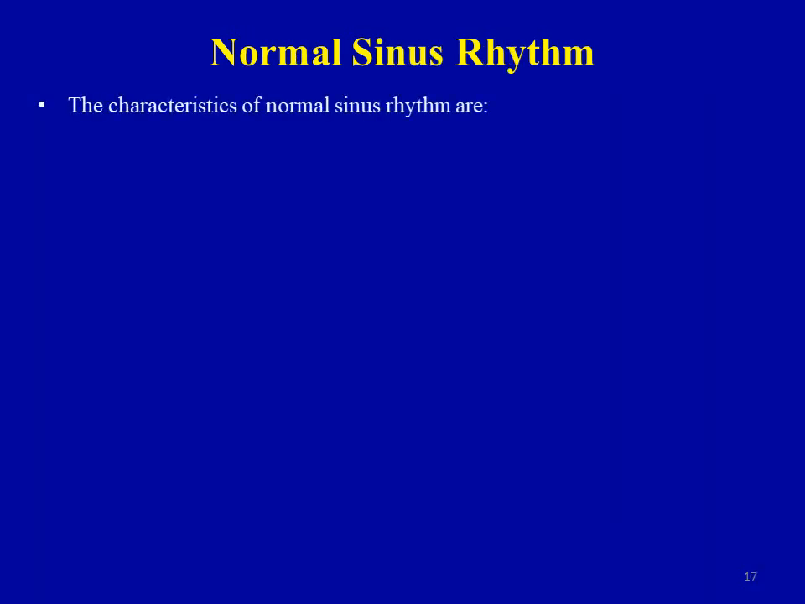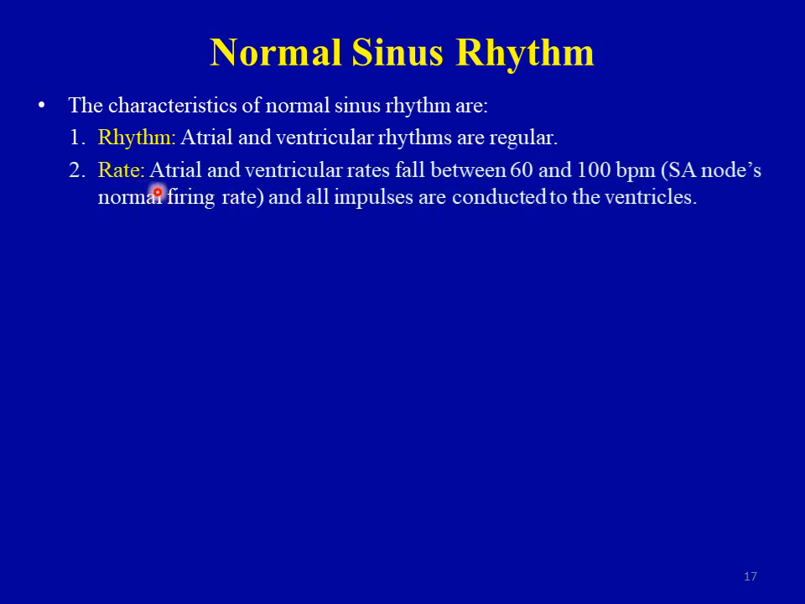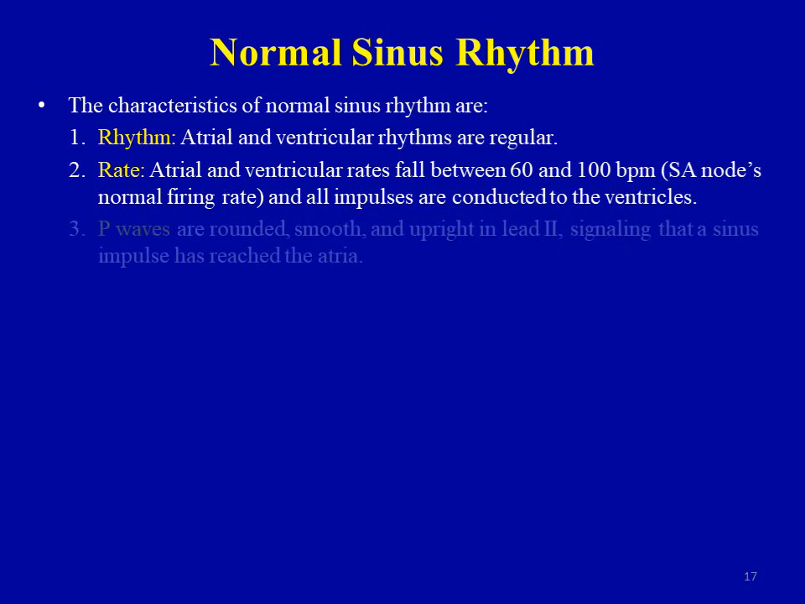So what are the features or the characteristics of a normal sinus rhythm? Number one, the rhythm: atrial and ventricular rhythms are regular. The rate: atrial and ventricular rates fall between 60 and 100 beats per minute because the SA node's normal firing rate is 60 to 100, and all the impulses are conducted to the ventricles.